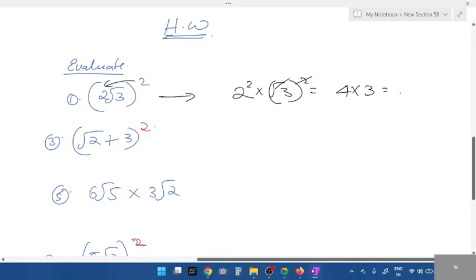Okay, what is 4 threes are, students? 4 threes are 12. Next, which formula do I use? A plus b the whole square or a minus? A plus b the whole square. So I'll write it directly.